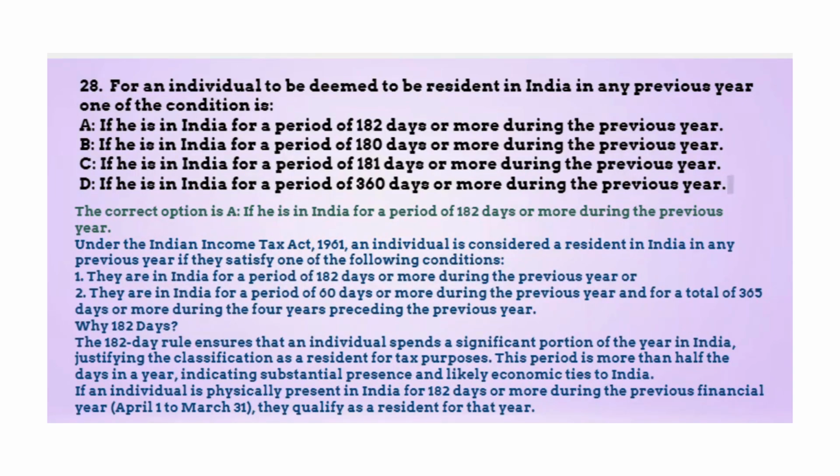The 182-day rule ensures that an individual spends a significant portion of the year in India, justifying the classification as a resident for tax purposes. This period is more than half the days in a year, indicating substantial presence and likely economic ties to India. If an individual is physically present in India for 182 days or more during the previous financial year, that is April 1st to March 31st, they qualify as a resident for that year.